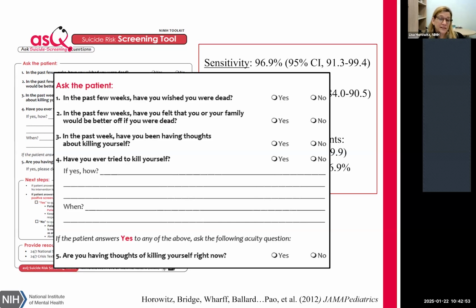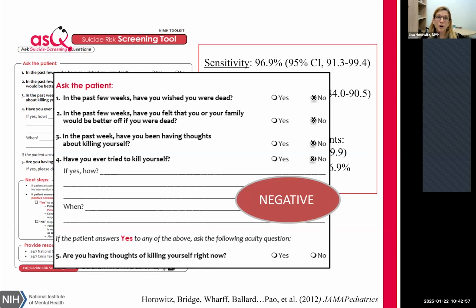So maybe in this one study, 97% of them look like this, right? So most patients are going to look like this. It's going to be a negative. It was 20 seconds and you're done. Okay, so this is what makes screening feasible.